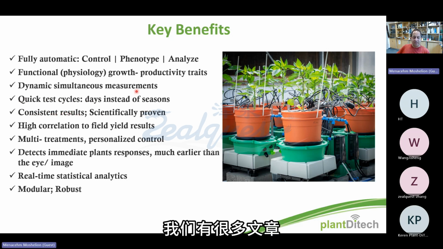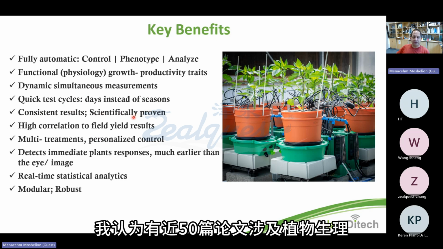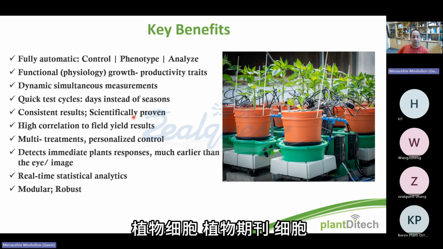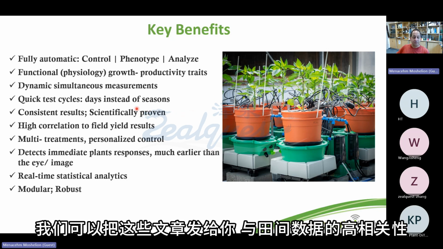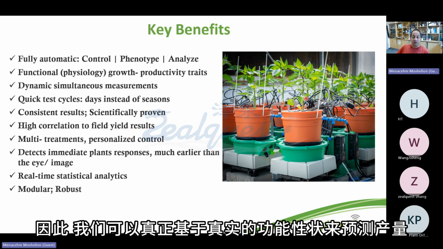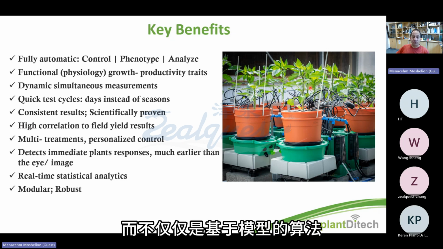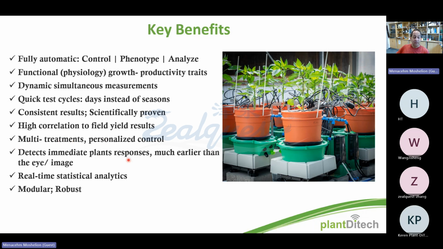We have a lot of papers, I think close to 50 papers in Plant Physiology, Plant Cell, Plant Journal, Cell, PNAS, the best journals. So you can look it up. We can send you these papers. High correlation to field data. So we can really predict yield based on a real functional trait and not just an algorithm that was model based. So it's a real simulation.